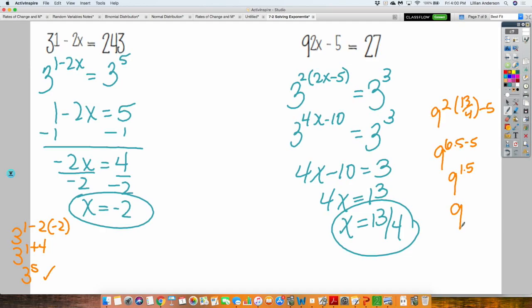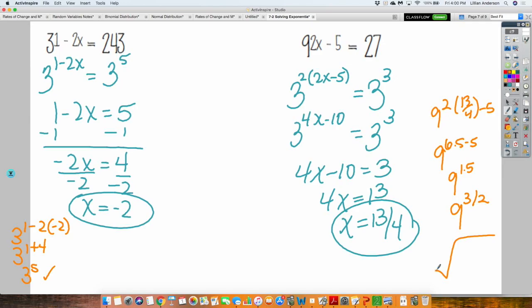So I have 9 to the 1.5 power. Now I'm going to take this back to a fraction so that way we can do this without a calculator. What's 1.5 as a fraction? 1 and 1/2, which becomes 3/2. So this is the same thing as saying 9 to the 3/2.